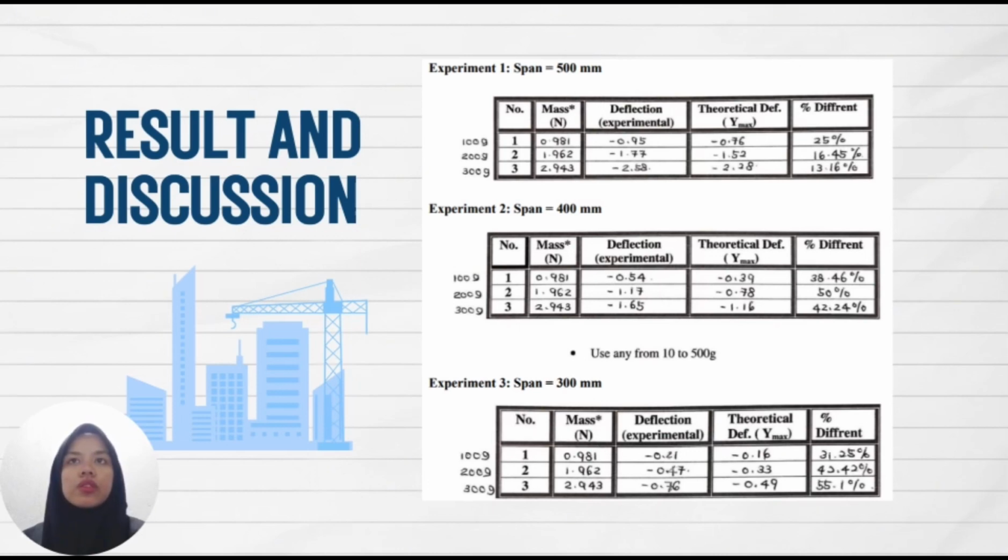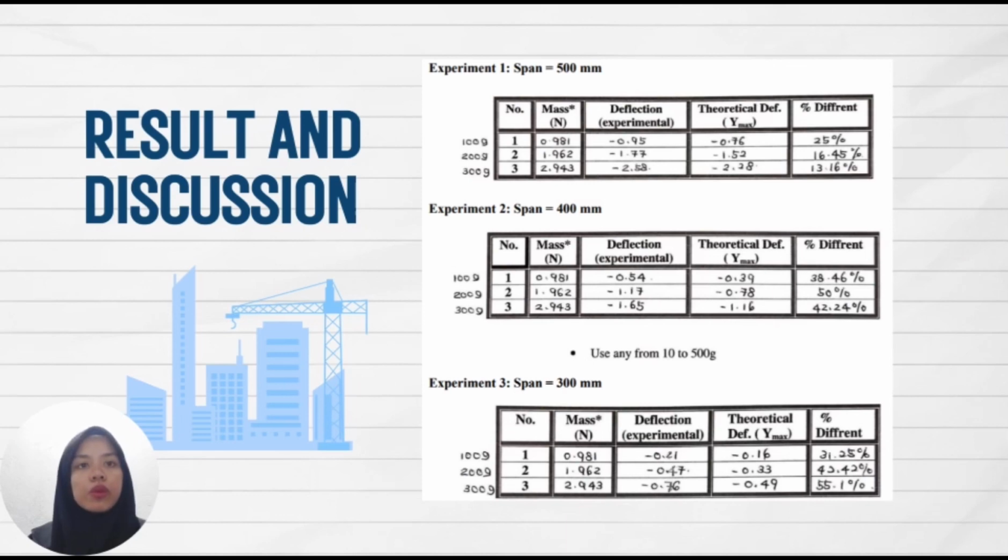The results showed discrepancies between experimental and theoretical values. In experiment 1 with a 500 mm span, the first load experimental result is 25% lower than theoretical. In the second load, the experimental result is a 60.54% difference, and the third load experimental result is 13.16% lower than theoretical.